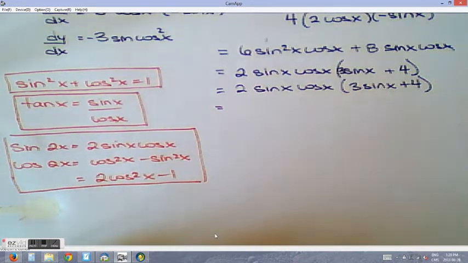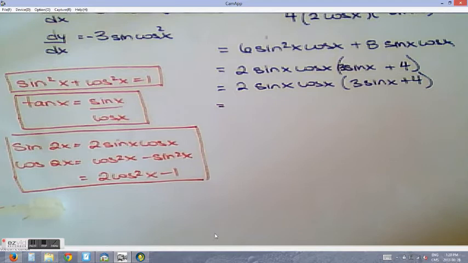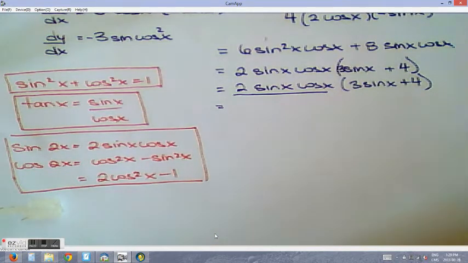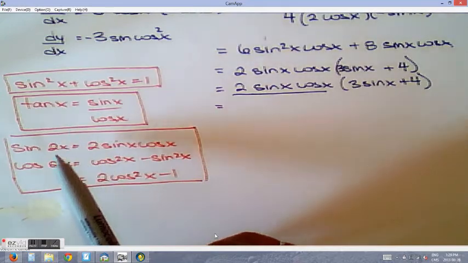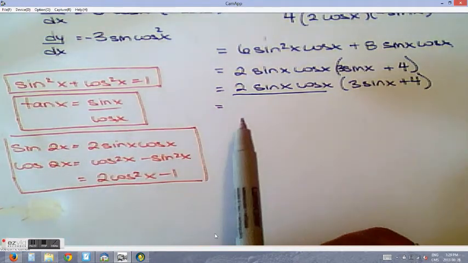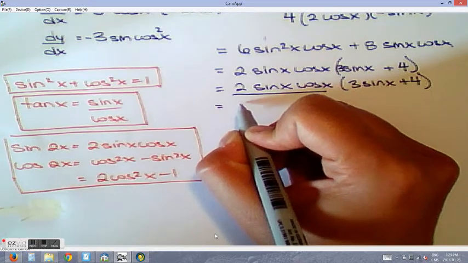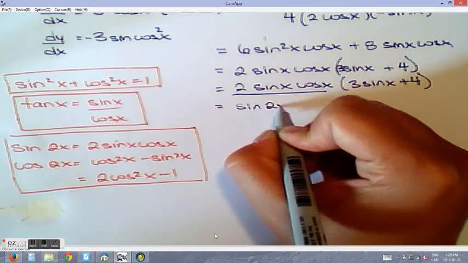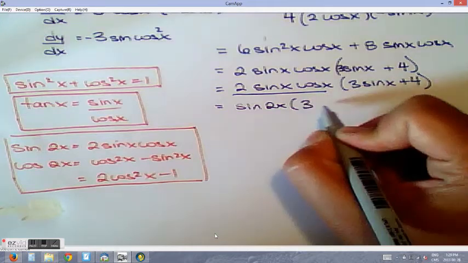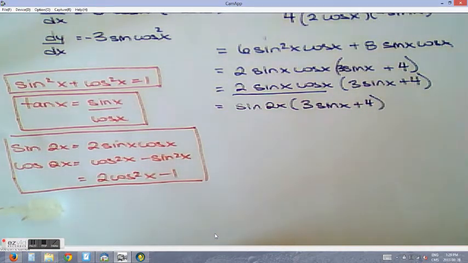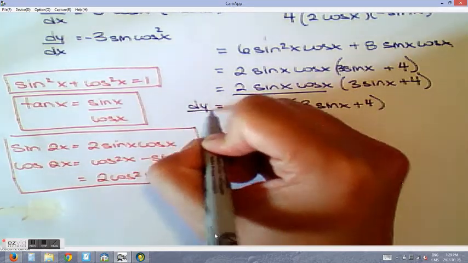Okay, so let's look at this case here. So what do you notice? Well, the first thing that I noticed was this right there. I noticed 2 sine x cosine x. Well, what I can do is actually use this identity to replace that. Okay? So I can now also say sine 2x, 3 sine x plus 4. Okay, and that would also be equivalent for dy by dx.